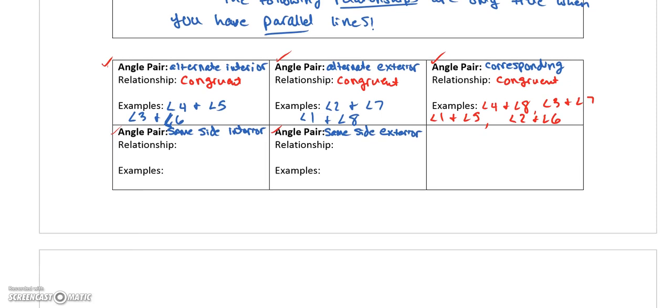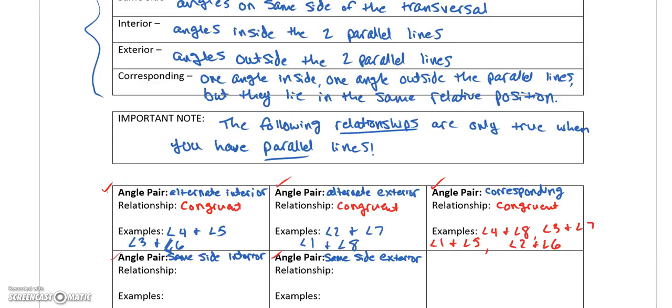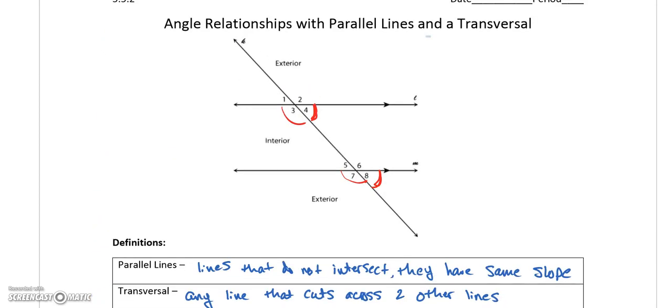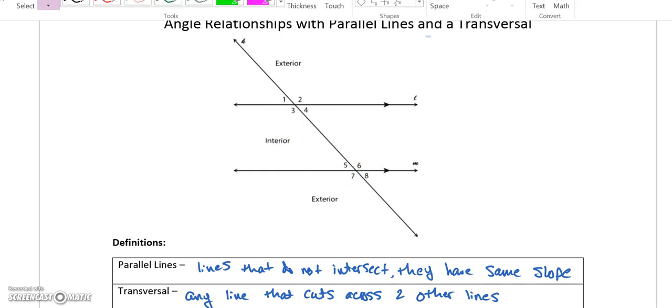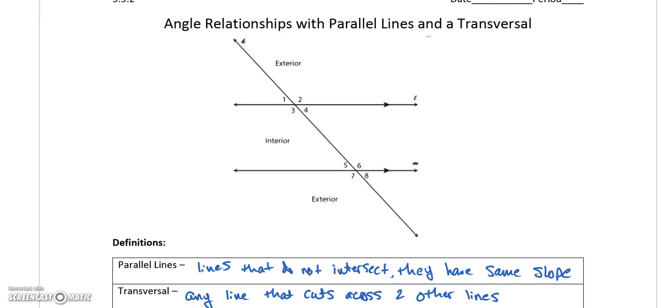Next, we'll talk about same side. So same side interior angles. These are also called consecutive interior. I try to use same side, but you will see consecutive being used. So same side interior. Okay, pick any interior angle.